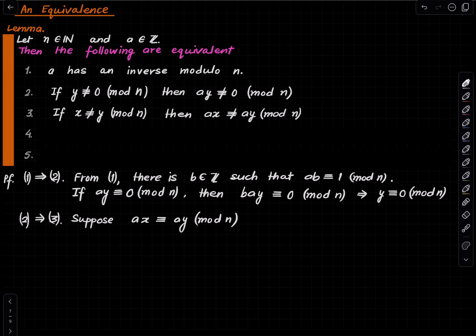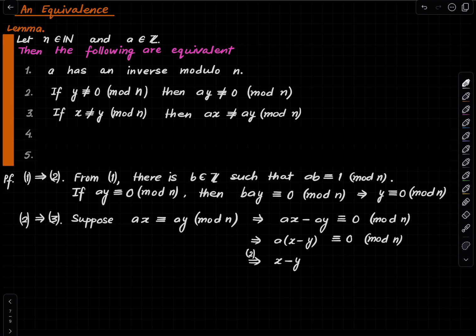So from this we get ax minus ay is congruent to 0 mod n, which we can write as a times x minus y congruent to 0 mod n. But now using 2, we just immediately get that x minus y is congruent to 0 mod n, which shows x is congruent to y mod n. So this proves 3. Okay.